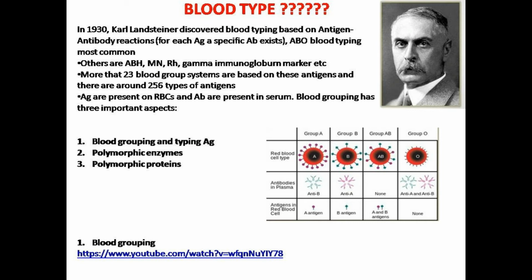If blood reacts with anti-A, it means it has blood group A. If it reacts with anti-B serum, then it is blood group B. If it reacts with both anti-A and anti-B, the blood group is AB. And if it does not react with anti-A or anti-B at all, then it is O blood group. On the basis of this, different blood groups can be identified.